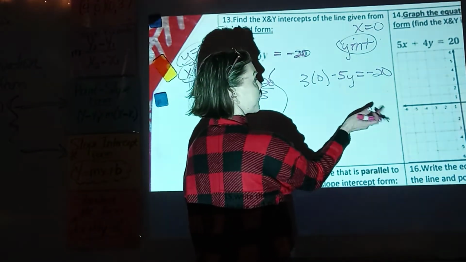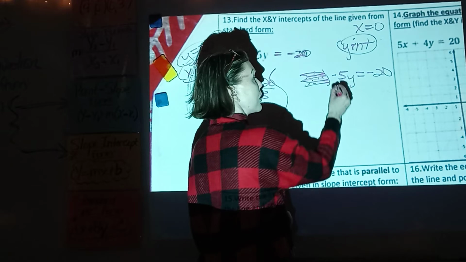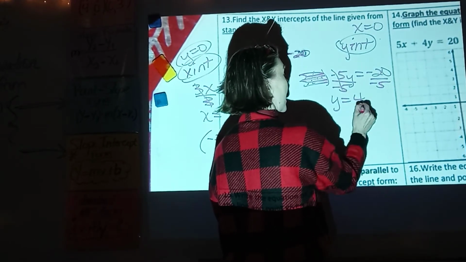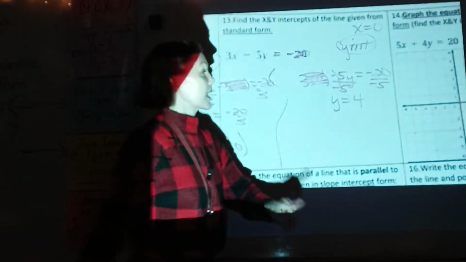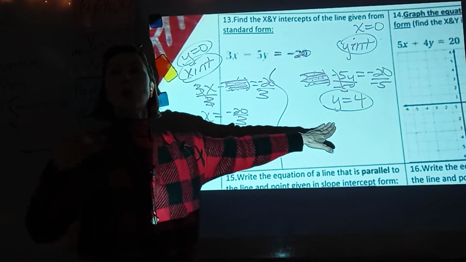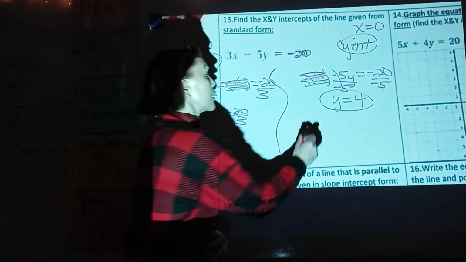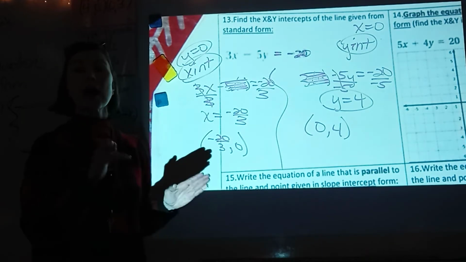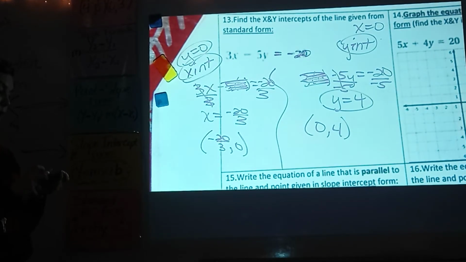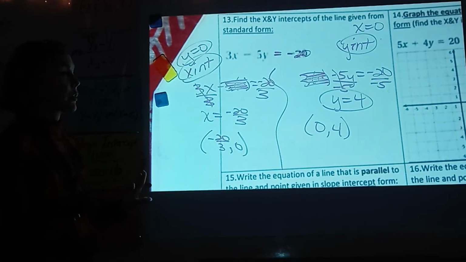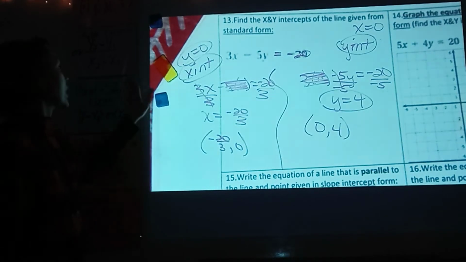Okay, so now we're going to solve for the y-intercept. 3 times 0 is 0. Divide by negative 5 on both sides. Y equals a positive 4 because a negative divided by a negative gives you a positive. So we solved for y, but that is not your y-intercept. Your y-intercept is actually 0, positive 4 because your x-intercept and your y-intercept have both an x and y value. Okay, that was number 13, and moving on.